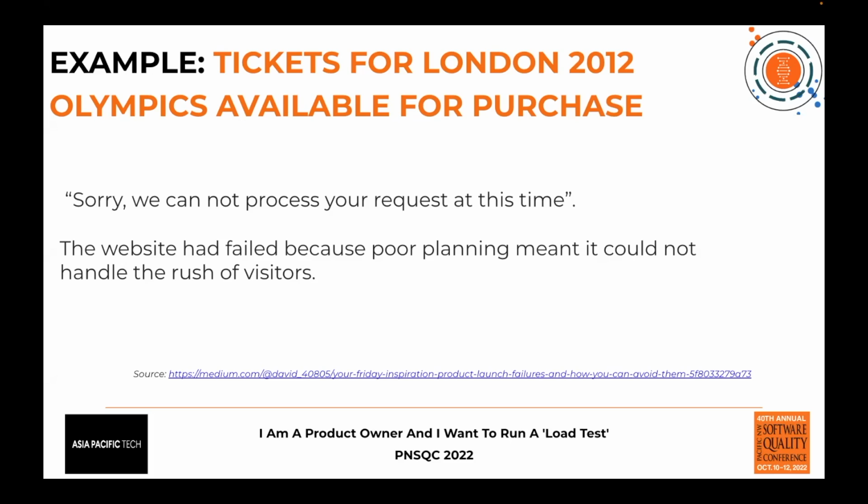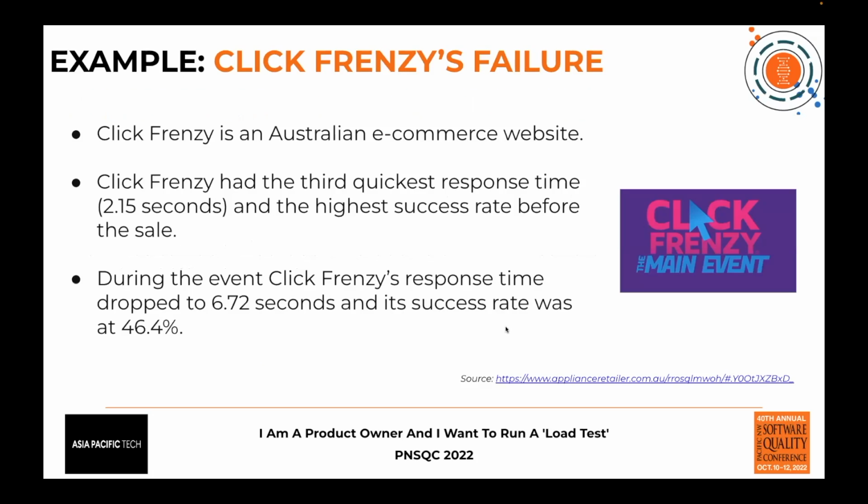In 2012, the Olympic Committee announced that millions of tickets would be available for purchase online. But when users rushed to purchase tickets, they ended up with errors because of site failures. There is also another example, where an Australian e-commerce site failed to process requests during a shopping event. During that time, they were not able to handle the load as expected.